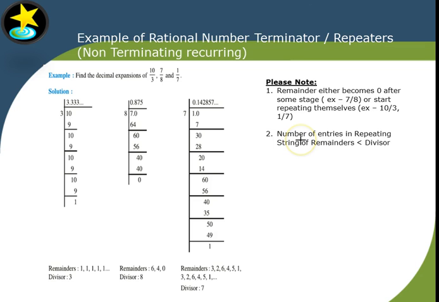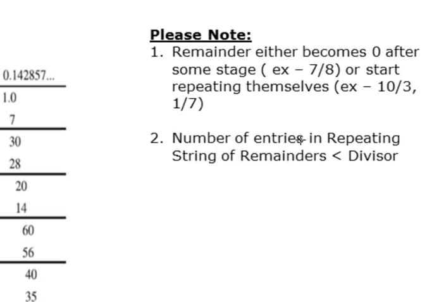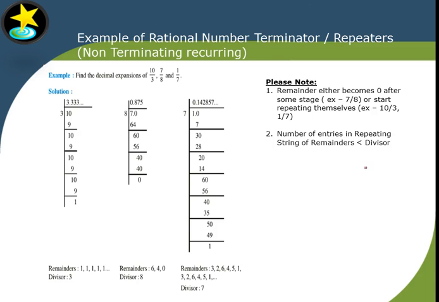The other point is pretty interesting. The number of entries in the repeating string of remainders is always less than the divisor. Now make a note of it. What I'm saying here is, the number of entries in the repeating string within this is 1, which is less than the divisor which is 3.